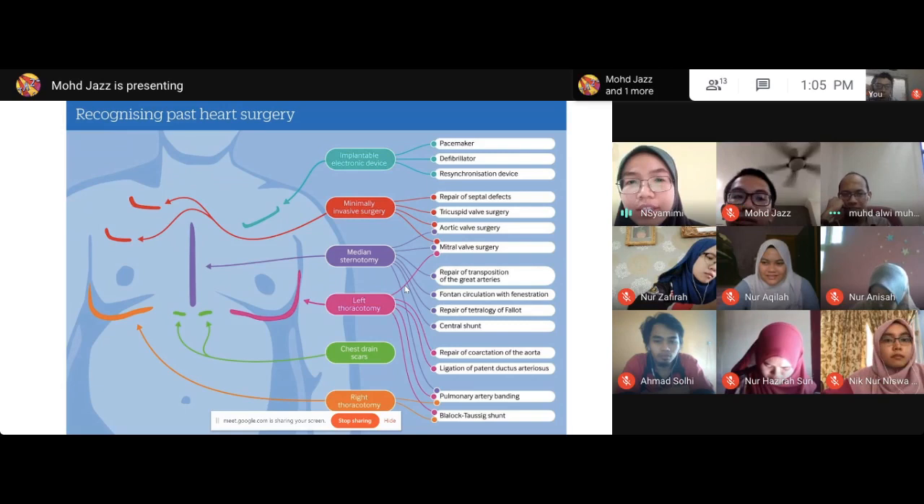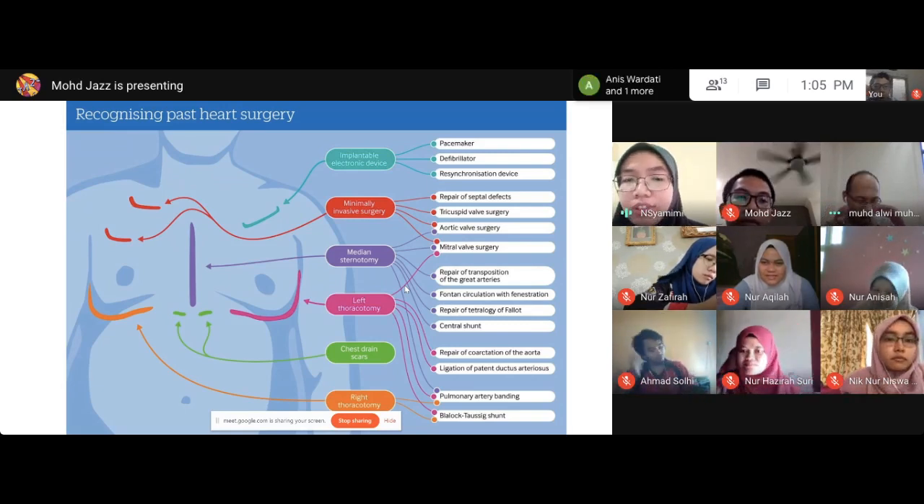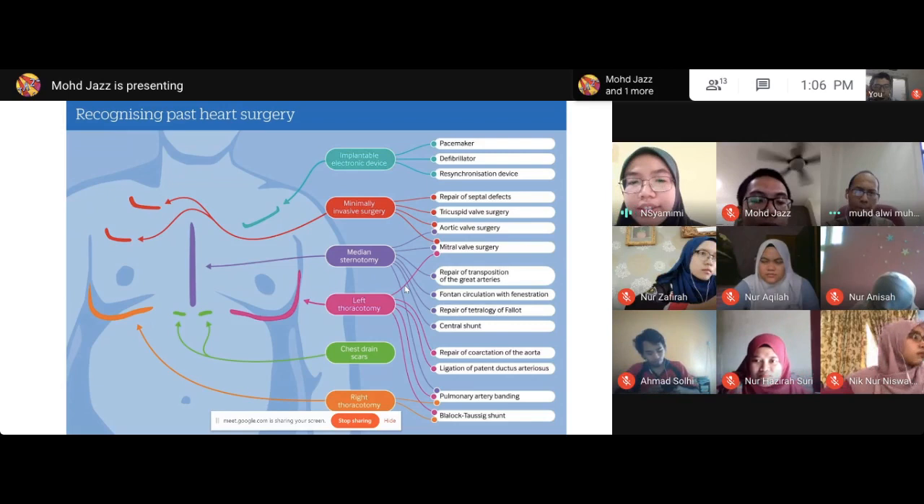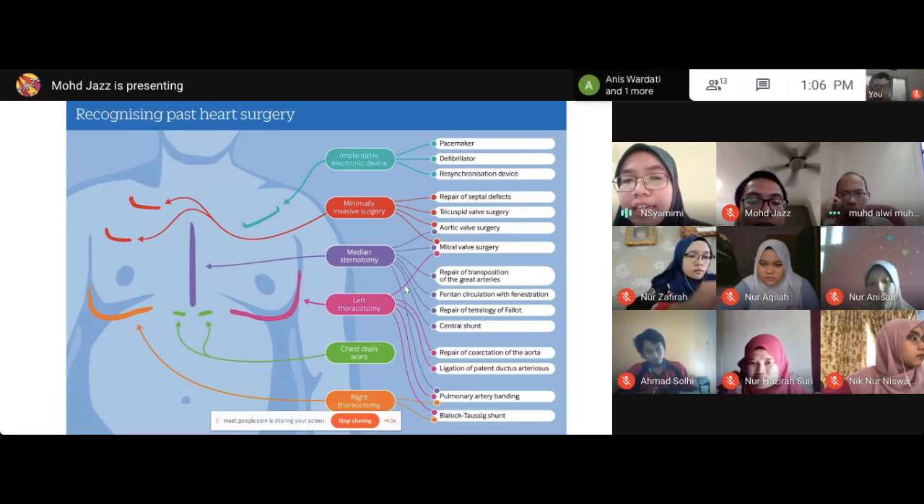Next is left thoracotomy scar. For the left thoracotomy scar, we can do either anterolateral, posterolateral, and also axillary. The first procedure that we can do in left thoracotomy incision is the repair of coarctation of aorta. Why repair of coarctation of aorta? We can do the left thoracotomy because, as our previous presenter said, the coarctation of aorta usually occurs near the ductus arteriosus, so at the juxtaductal region.